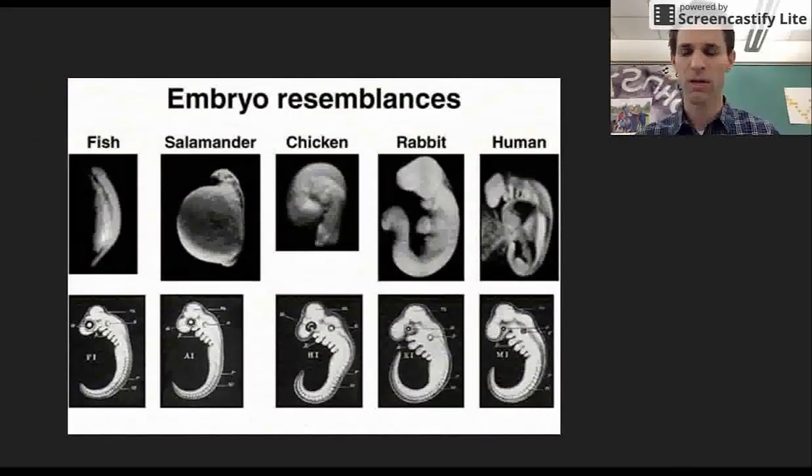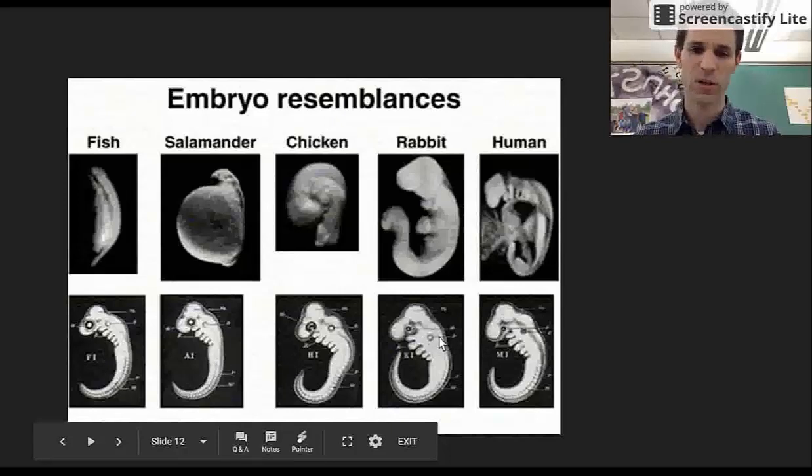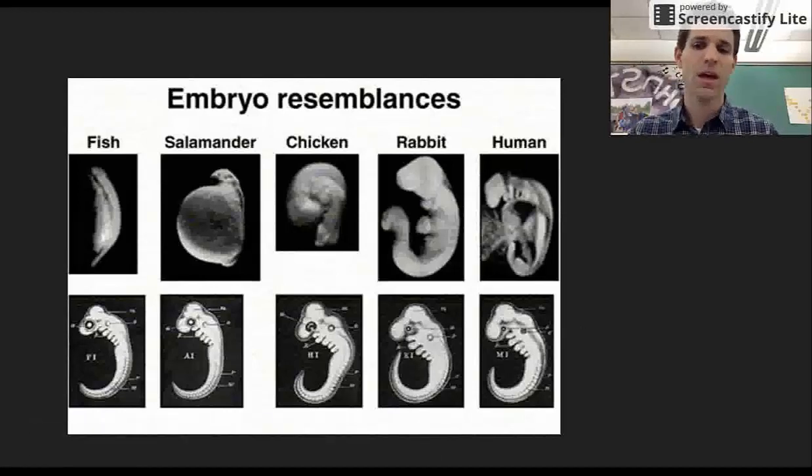Here's another example of that. This is some original research that was done in evolution. You see the fish, salamander, chicken, rabbit, and human. Again, if you go way back in their development, you see their embryos look very, very similar. These are actually images that are overlaid on the actual embryological pictures themselves, but you can see that the embryos look so similar, again, leading to the conclusion that we share some kind of past, some ancestry in the way that our bodies actually develop.